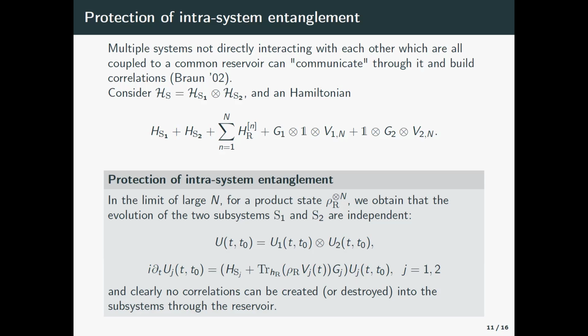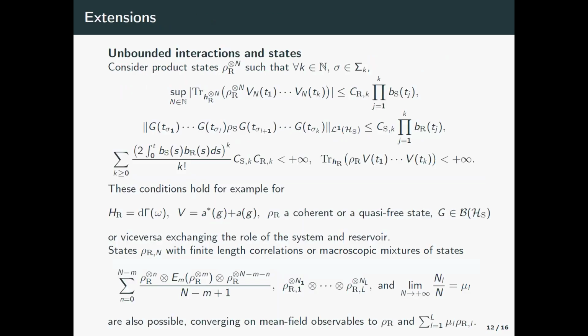And this means that there cannot be created correlations to the reservoir, which is something which is actually present without taking the limit, even for very simple reservoirs. So what this tells us is that if one takes just the product states and this kind of unitary evolution, this is not very interesting because we are not looking at anything interesting in the limit.